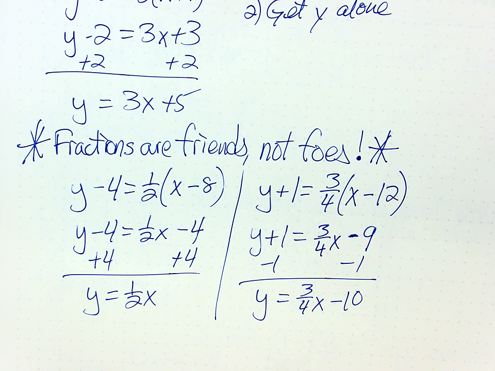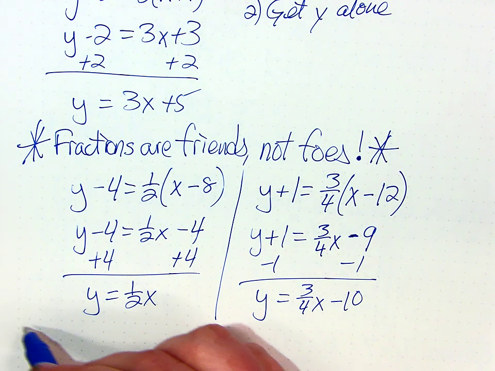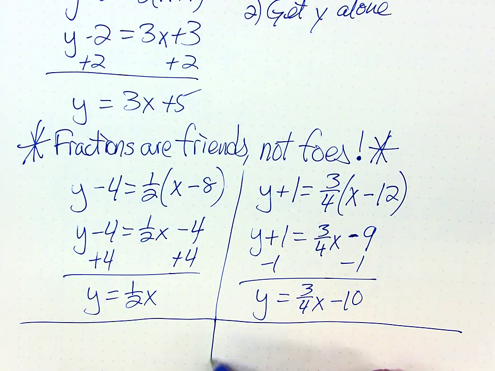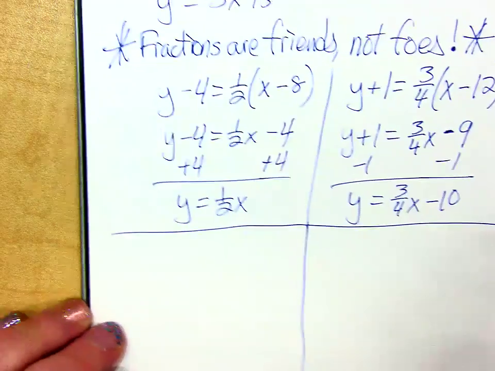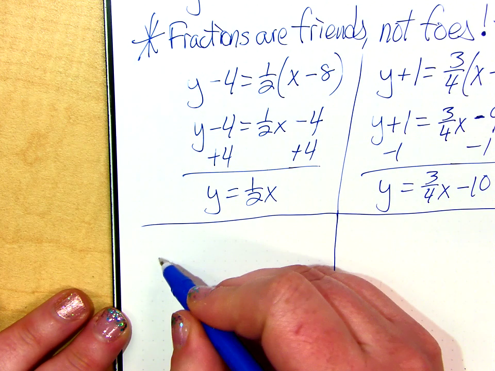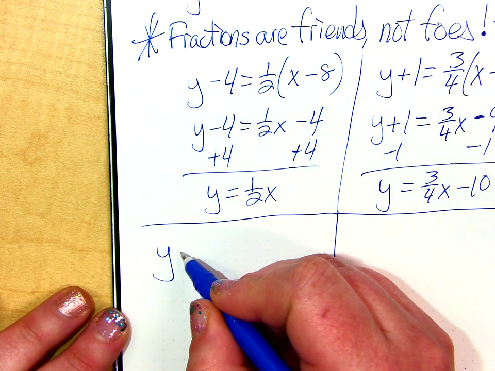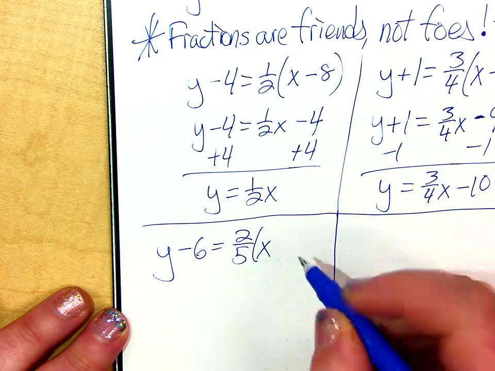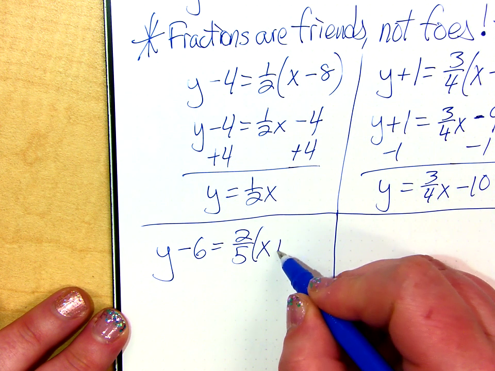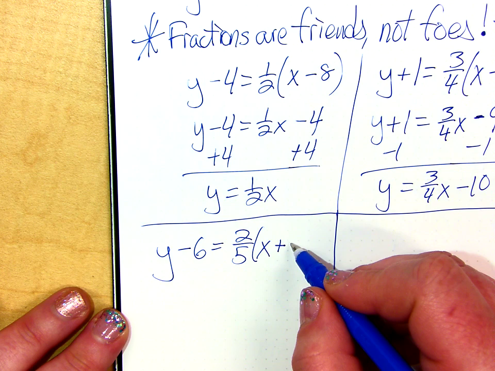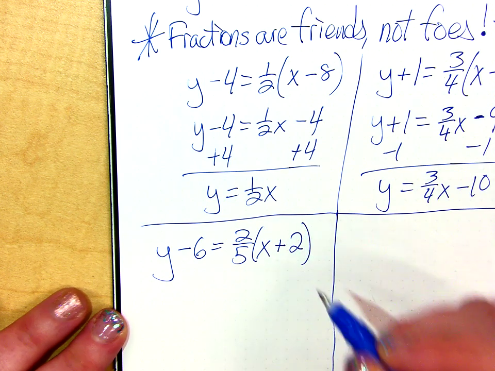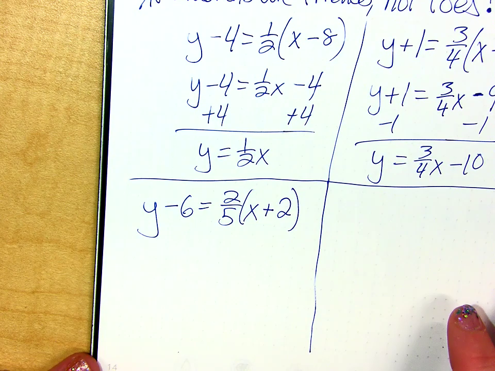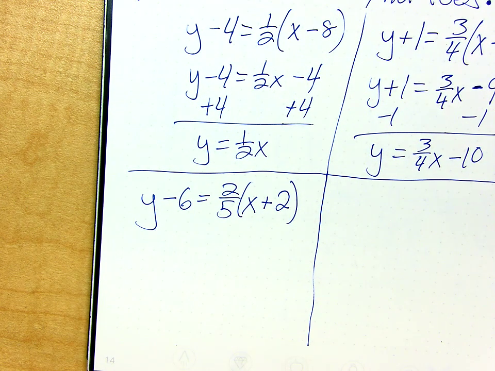Okay, let's do one that really is bad. Oh no. I mean, one that's more friendly than foey. Or more foey than friendly. I don't know. Whatever. How about this? Y minus 6 equals 2/5 x plus 2. All right, low fraction action here. Here we go. You ready? Ready, ready, ready? Everybody ready? Girls are paying attention? Really?